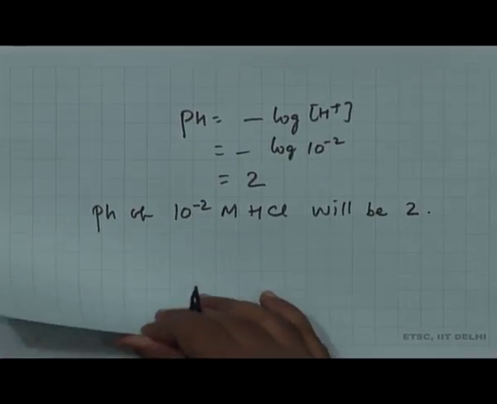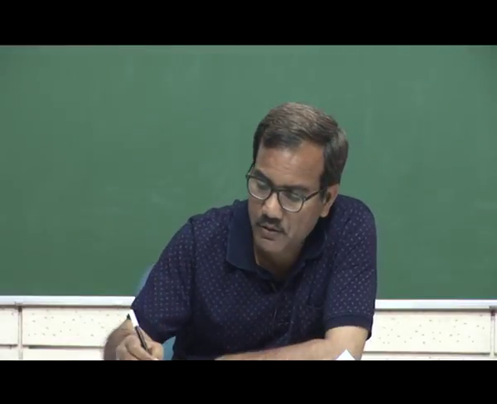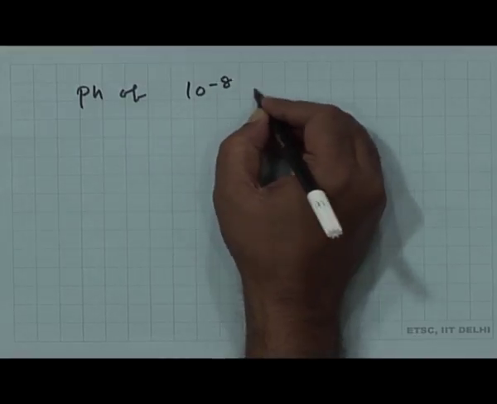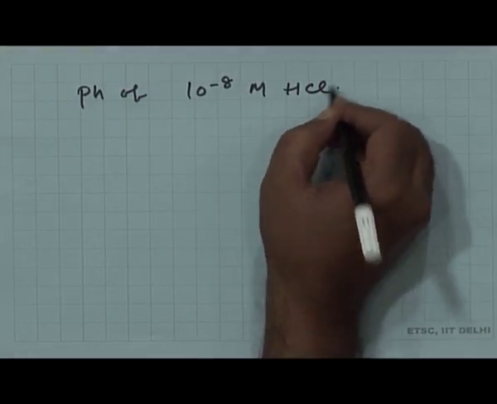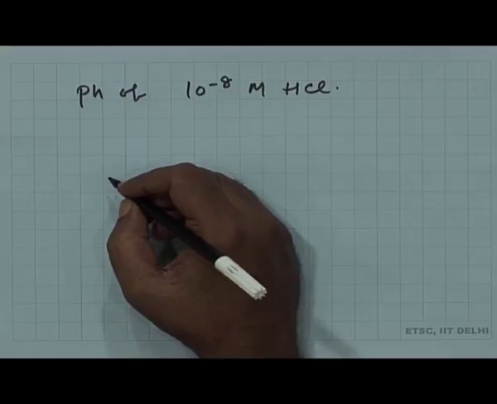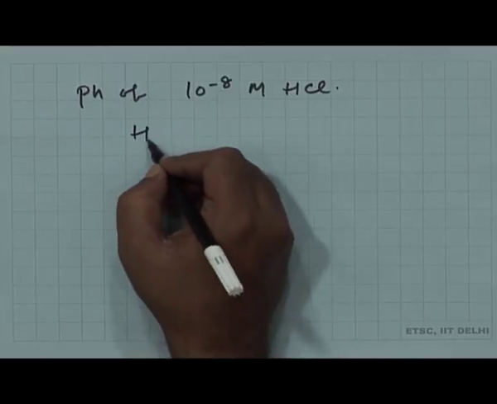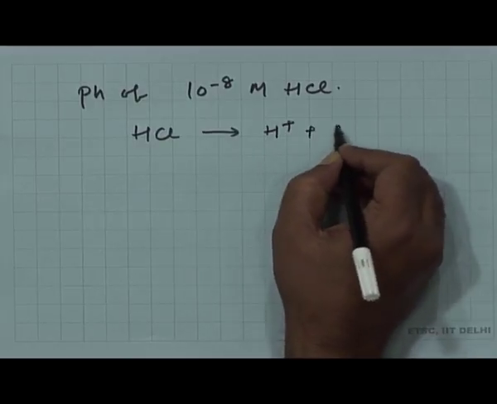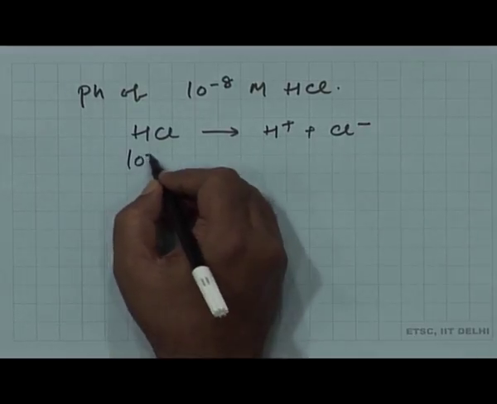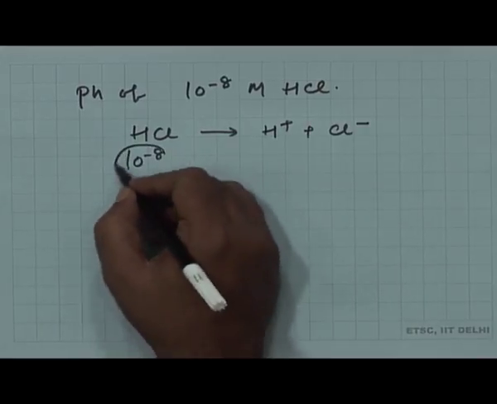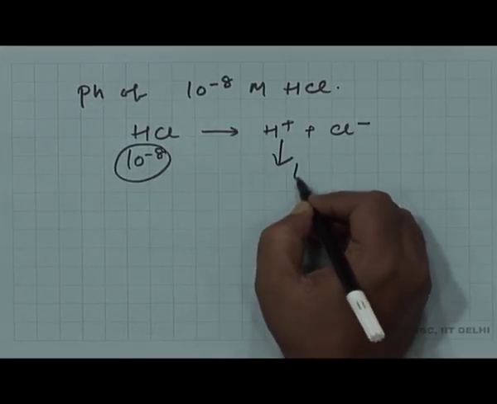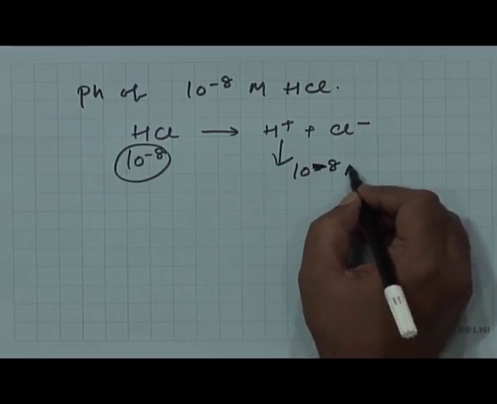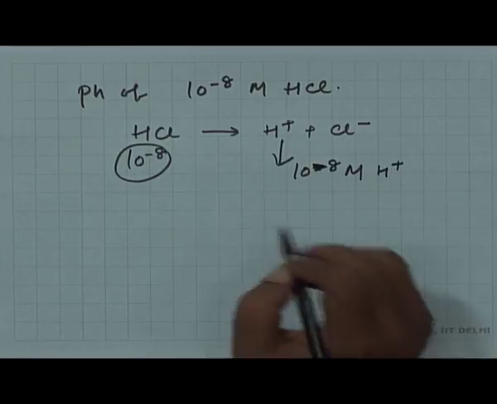But now, let us take another example: the pH of 10^-8 molar HCl. In this case, what will happen? Again, HCl will completely dissociate, and so if you have started with 10^-8 molar, you will get 10^-8 molar H+ ion.